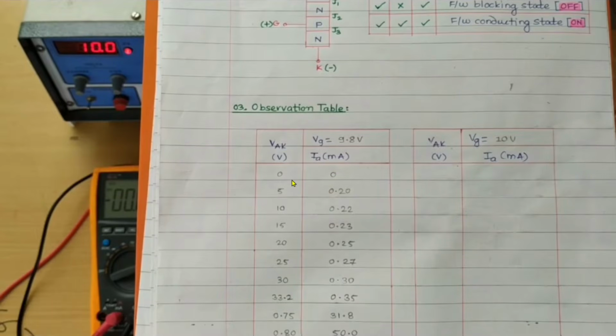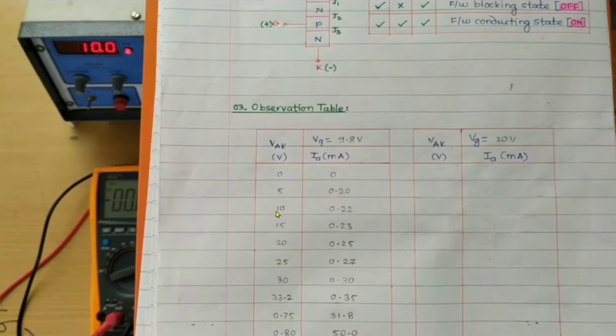So friends, here you can see we have noted all the readings in the observation table. We have increased the voltage in steps of 5 volt and noted the value of current. Initially, up to 33 volt, you will find the value of current is not increasing, or it is increasing at a very slow rate.